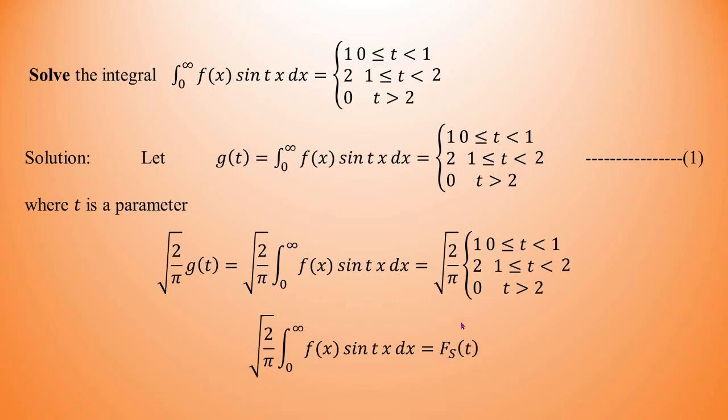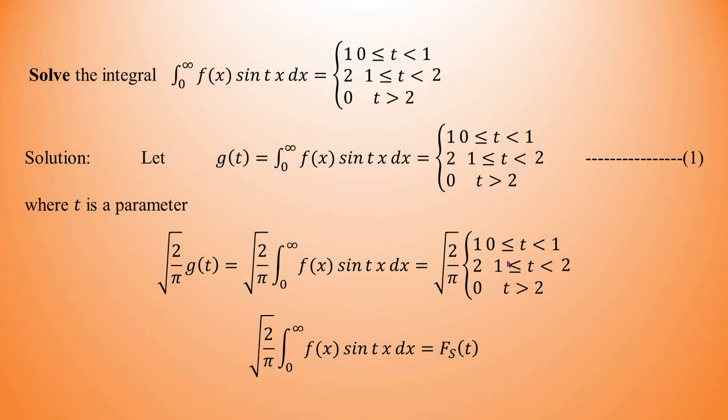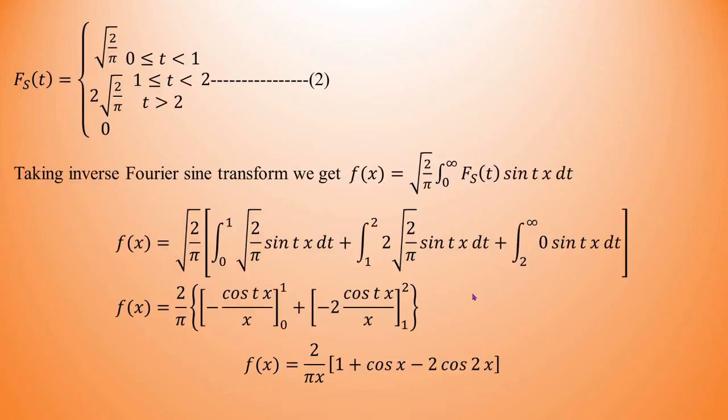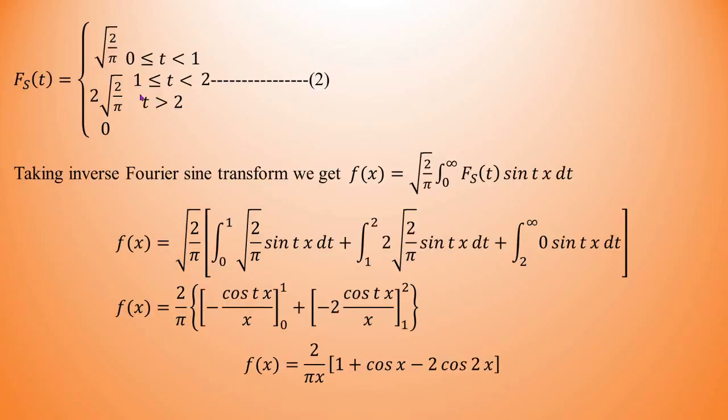Now, what is the value of fs of t? That is nothing but root 2 by pi, 2 by root 2 pi, 0, like this. You can see here. I have multiplied this 1 by root 2 pi, 2 by root 2 pi. So that's why I am getting this type of expression. Call it equation 2.